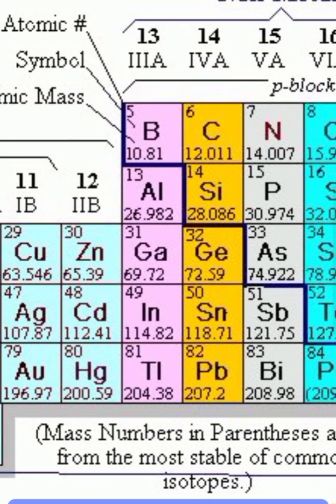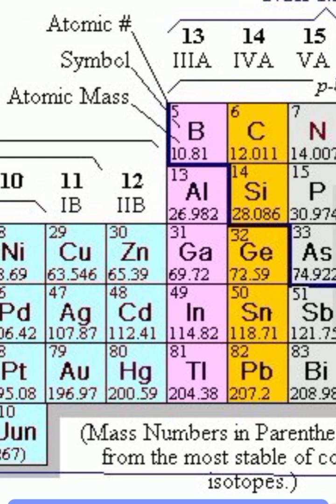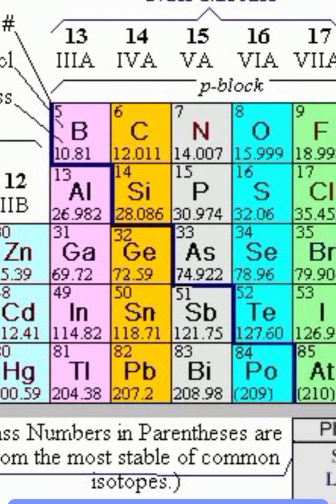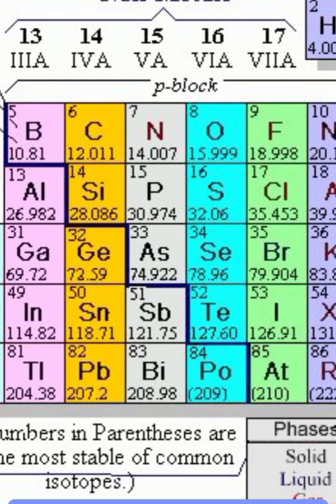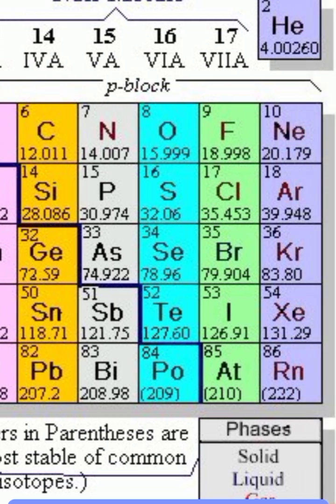So let's first of all look at this group 3A. Group 13 is also called group 3A. Take note of that. That's what we call them. Then group 14 is called group 4A. Group 15 is called group 5A. Group 16 is called group 6A. Group 17 is called group 7A. Then group 18 is called group 8A.